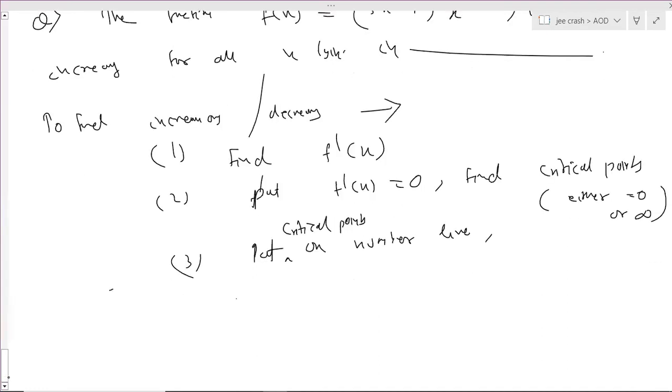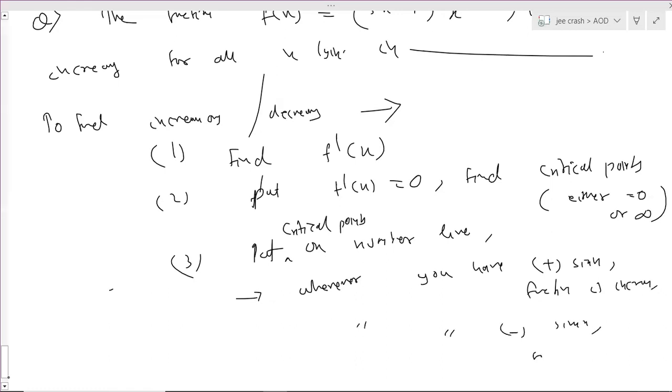Wherever you have positive sign, function is increasing. Wherever you have negative sign, function is decreasing. Everyone is clear about this? Yes, sir. Differentiate, put it 0, use wavy curve method, plus minus plus. Wherever it is plus, increasing, whatever it is not plus, it is decreasing.